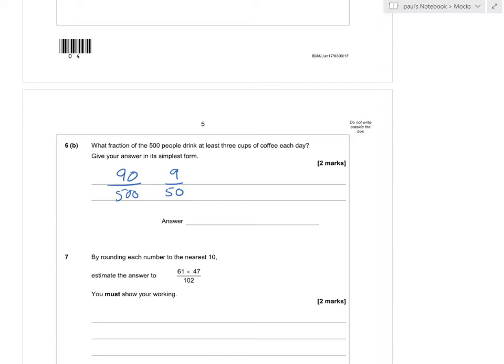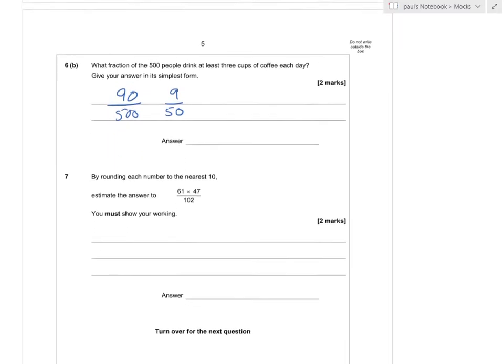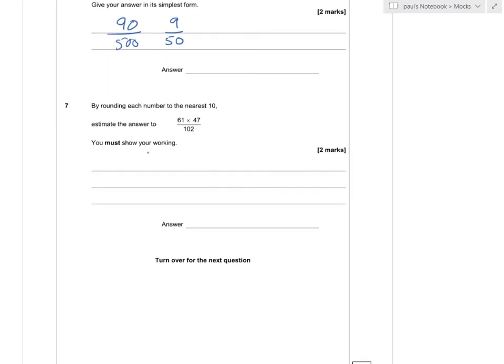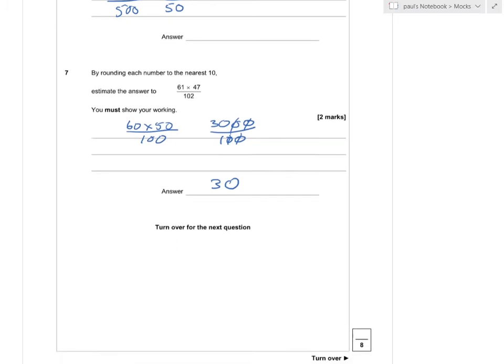Okay, now by rounding each number to the nearest 10, what's this going to be? So 60 times 50 divided by 100. So 6 5s are 30. I'll stick the 2 zeros on. Divided by 100. Cancel, cancel, cancel, cancel. 30 over 1, and I've got 30 as an answer.